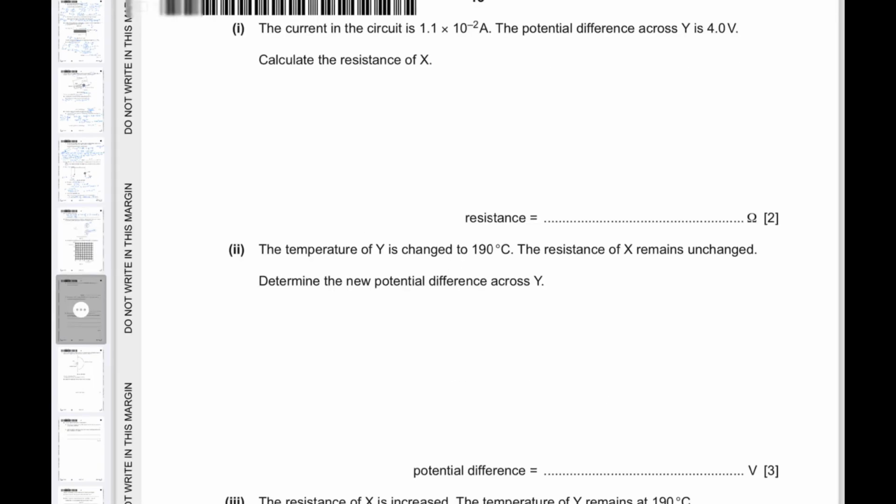Part 1. The current in the circuit is 1.1 times 10 raised to negative 2 ampere. The potential difference across Y, the thermistor, is 4 volt. Calculate the resistance of X. The value of current here is the current in the series circuit, where current in all the electrical components is the same. So the current through both Y and X is the same. We already know that about X now.